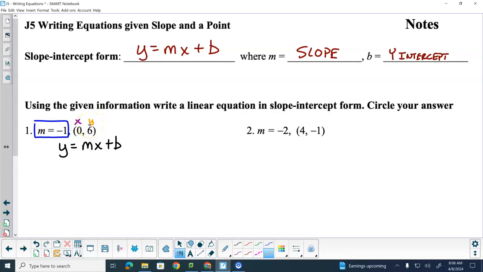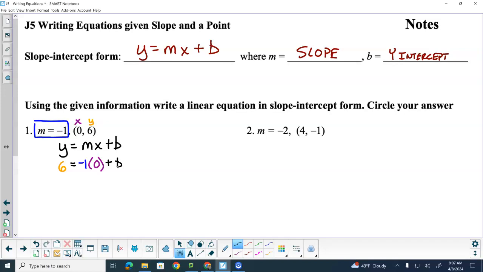So now that we have an m, we have an x, we have a y, what can we do? Okay. Do it for me. Because you said y was 6, right? So instead of y, I'm going to put 6 equals -1. Well, what's my x? No, what's my x? 0. So it's going to be times 0, right? And then plus b, right? Yeah, fantastic.